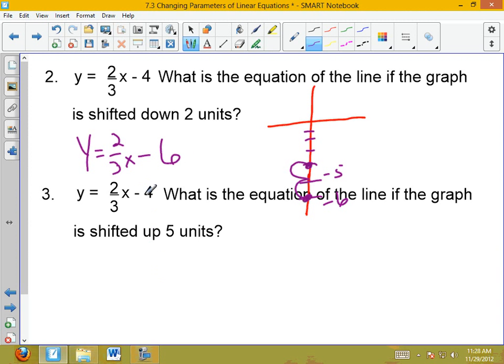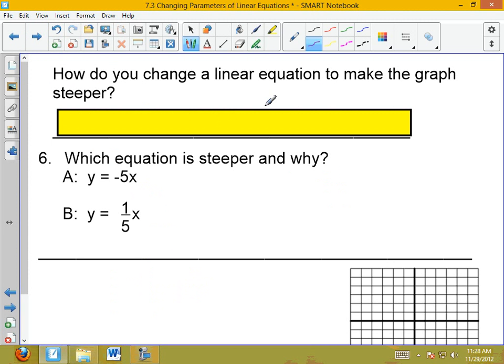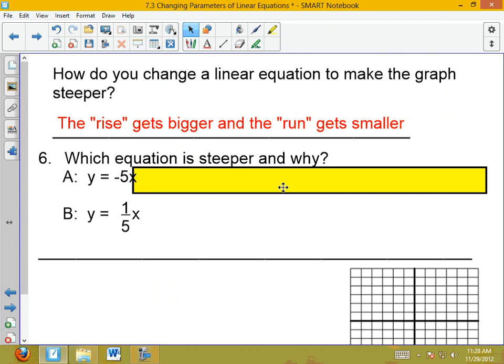Okay? Shift up 5. That means I'm going to add 5. -4 plus 5 would be a +1. Y equals 2 over 3x plus 1. Okay? 4 and 5 are exactly the same. So now I'm going to talk about something different.